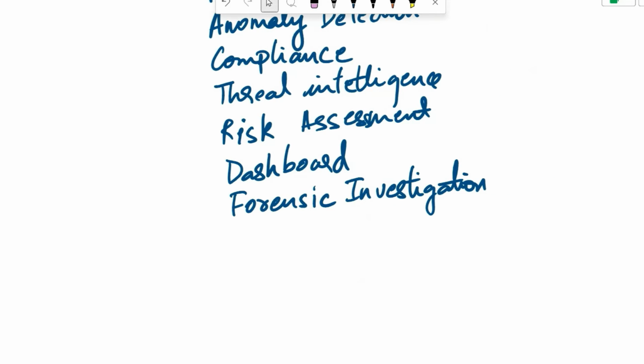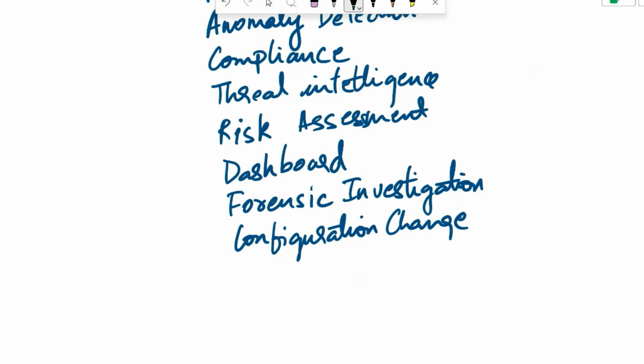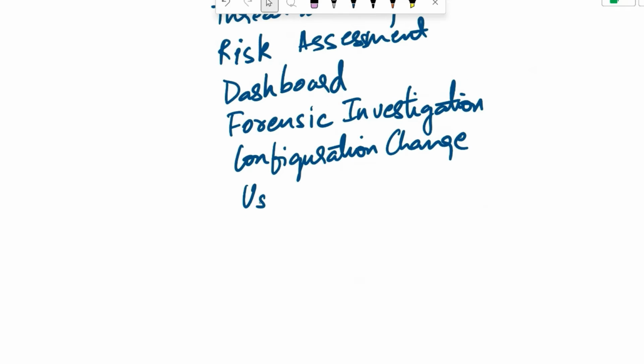This summarizes the findings of a detailed forensic investigation, including the timeline of events, evidence gathered, root cause analysis, and lessons learned. Next is configuration change report. This tracks changes made to system configurations, helping to identify unauthorized or unintended modifications. Next is user behavior analytics report.